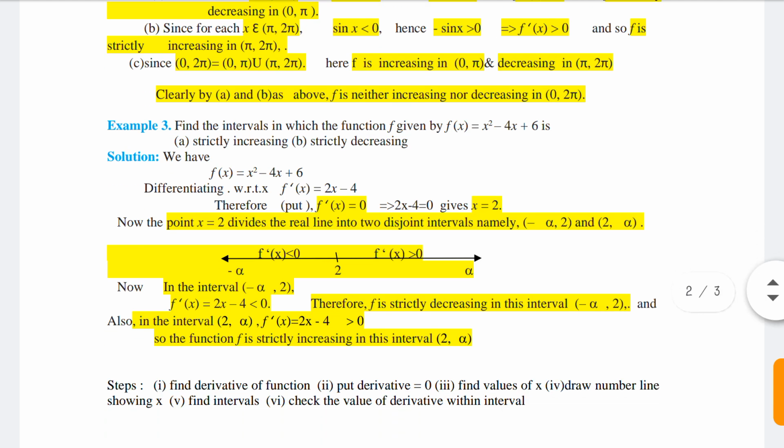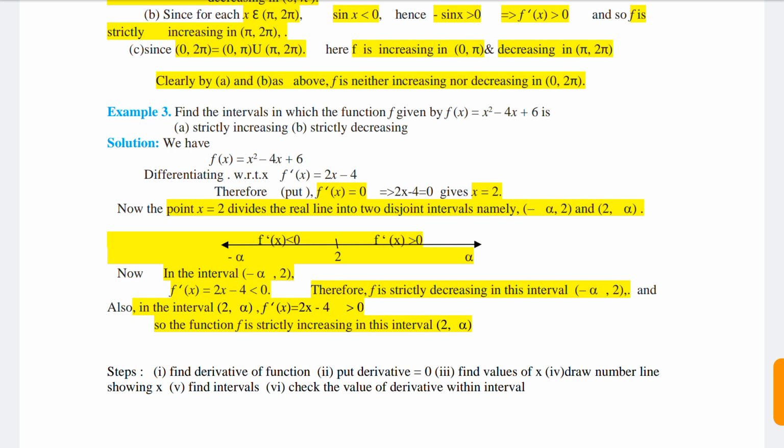The other interval is 2 to infinity. So we take some value from 2 to infinity, meaning more than 2, and check 2x - 4. If x is more than 2, then 2x - 4 is always positive. That means the function is strictly increasing in the interval 2 to infinity.